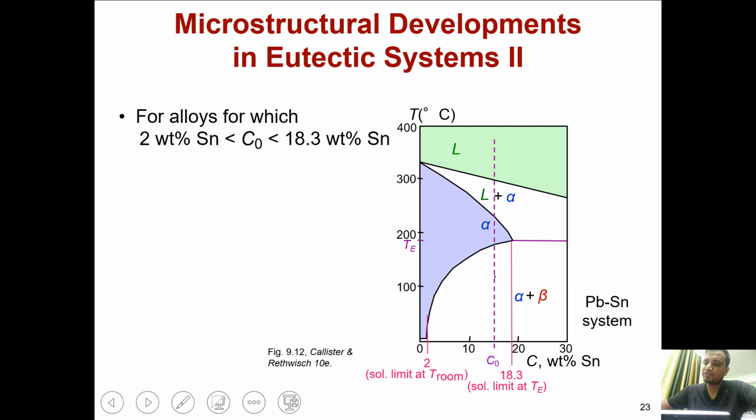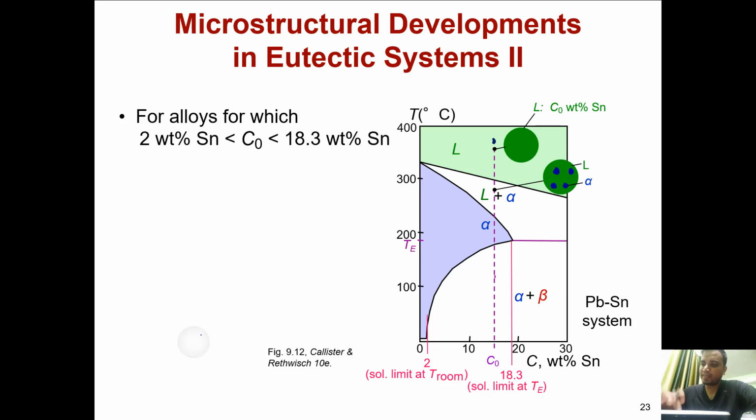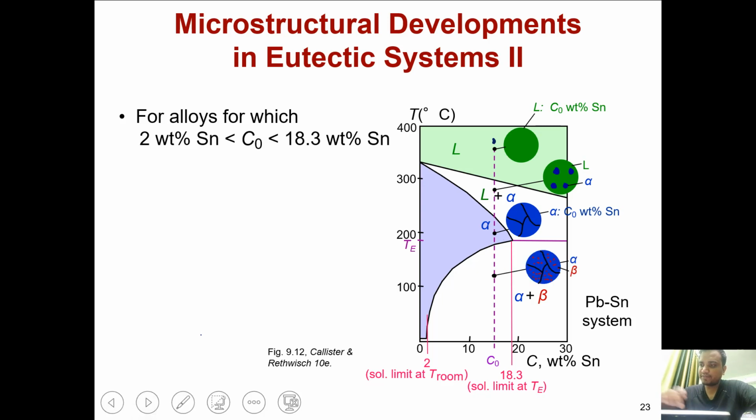Now similarly for this, suppose someone asks: here initially it will be liquid, right? Then we have the liquid plus alpha, then we will have complete alpha, then from this alpha the beta will nucleate, so this will be beta, smaller, red, so it is there, right?